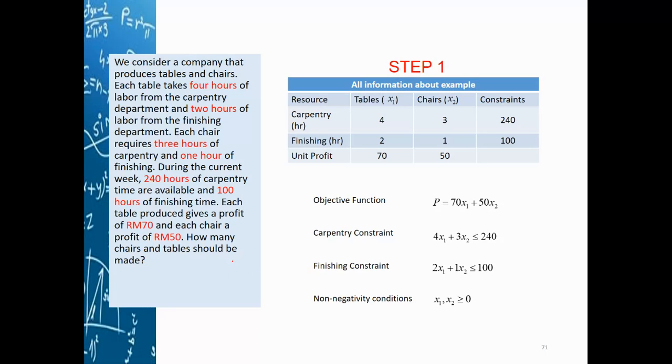Then you transfer all the red color on your left hand side into your table form. In this case, my resources are just a table and a chair, and then I have the final constraints that I need to consider. In the carpentry unit, my constraint would be at most 240, and my finishing hours would be at most 100. My unit profit for a table is 70 ringgit per unit produced, and for a chair 50 ringgit.